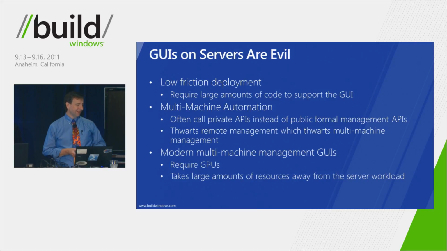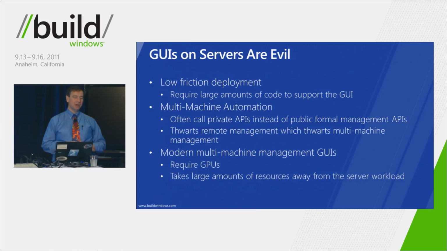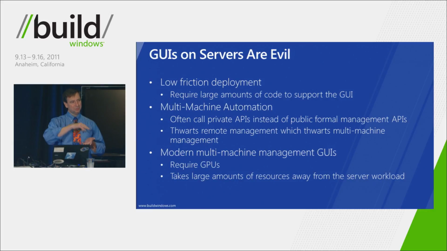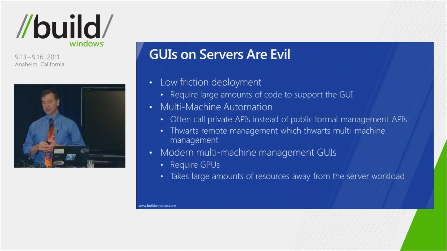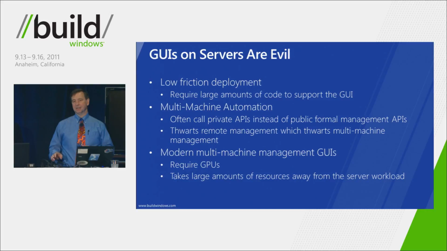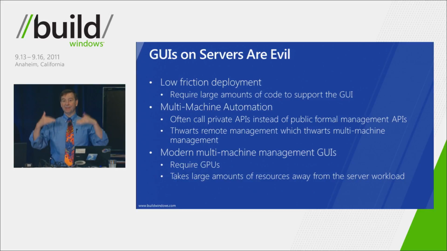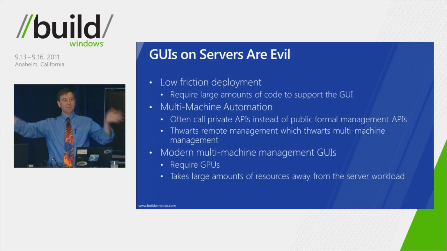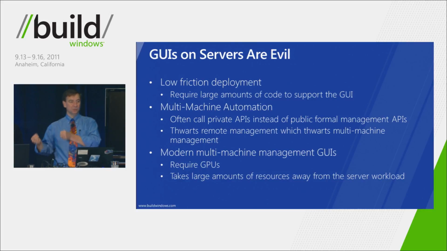So, low friction deployment. There's a large amount of code required to support the GUI, right? We want to be able to make this as small as possible, fast, lightweight provisioning. The multi-machine automation, okay? So when you take a GUI and you put it on a server, our experience shows that the vast majority of the time, that admin GUI calls private APIs. Okay? When it calls private APIs, those APIs mean that you can't do remote management. And if you can't do remote management, you can't do multi-machine management. Okay? So that's one of the reasons why we want to get these GUIs off the server.